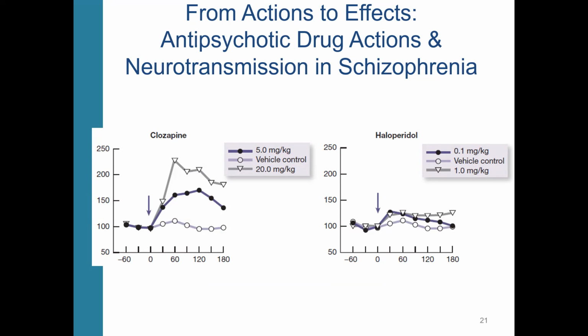Microdialysis procedures reveal that atypical antipsychotic drugs, such as clozapine on the left, produce increased dopamine concentrations in the prefrontal cortex, although typical antipsychotic drugs, such as haloperidol, tend to have minimal effects on dopamine concentrations in the prefrontal cortex, shown on the right. The arrow indicates when the injection of clozapine or haloperidol was given. The y-axis shows the percentage of dopamine level change compared to baseline plotted at the 100% level. The x-axis shows the time before, with minus signs, and after drug injection.